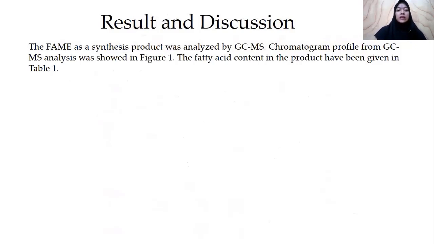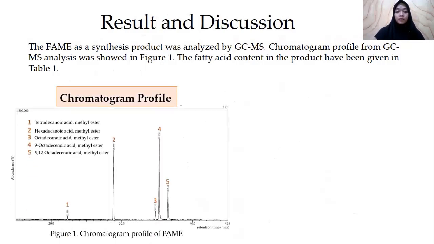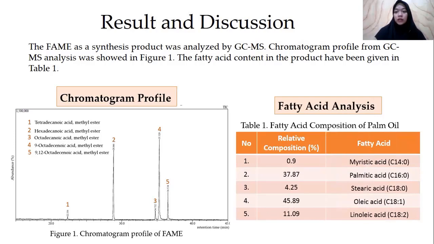The fatty acid methyl ester as a synthesis product was analyzed by GC-MS. The chromatogram profile from GC-MS analysis is shown in figure 1. In figure 1, we can see that there are 5 peaks in the chromatogram, and the chemical compound of each peak can be determined by analyzing its mass spectrum. The result is presented in table 1. This is the fatty acid composition of palm oil. The main composition of palm oil is oleic acid, palmitic acid, and linoleic acid.